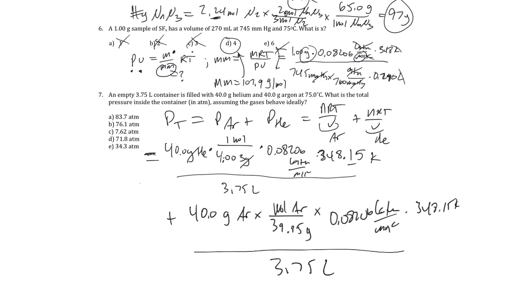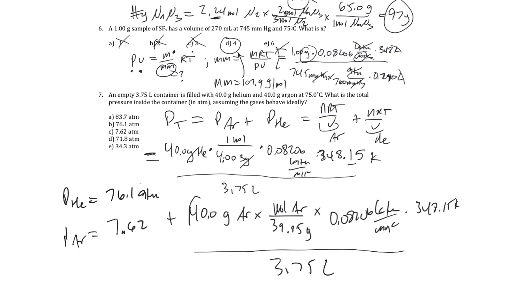that's pretty high. Let me go recalculate that again. So 40 divided by 4.003 times 0.08206 times 348.15 divided by 3.75. Yeah, so I did miscalculate something the first time. So for the partial pressure of helium, I get 76.1 ATM. Got 3 sig figs here, and then the partial pressure of argon would be 40 divided by 39.95 times the gas constant times 348.15 divided by 3.75 gives me 7.62.